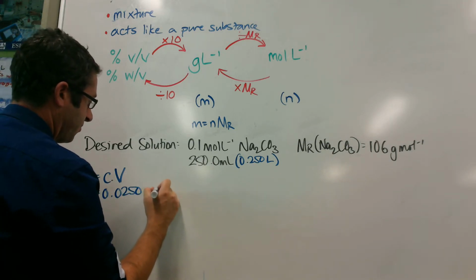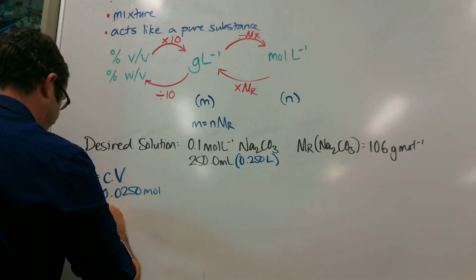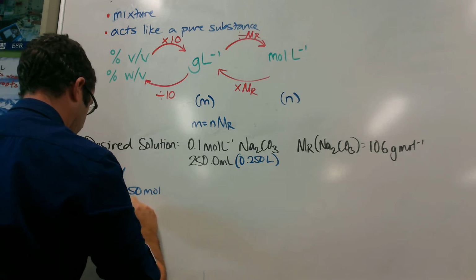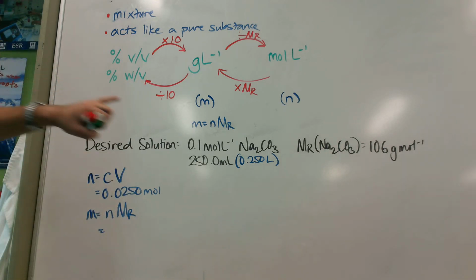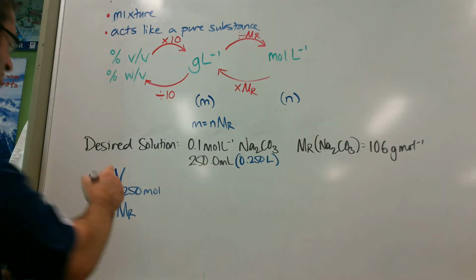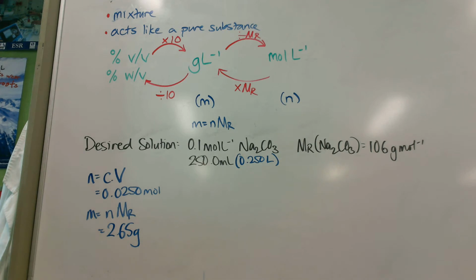Cool. So that told us that we needed 0.0250 moles. Then I used my little relationship here between N, M and MR to find the mass. And I found that my mass was equal to 0.025 times 106, which was 2.65 grams. However, we saw that it was pretty hard to get exactly 2.65 grams for most of us.